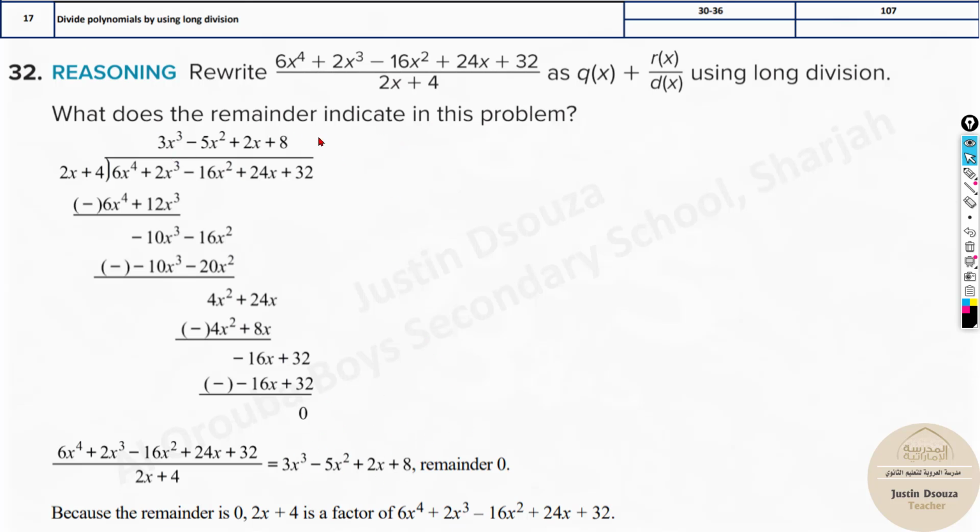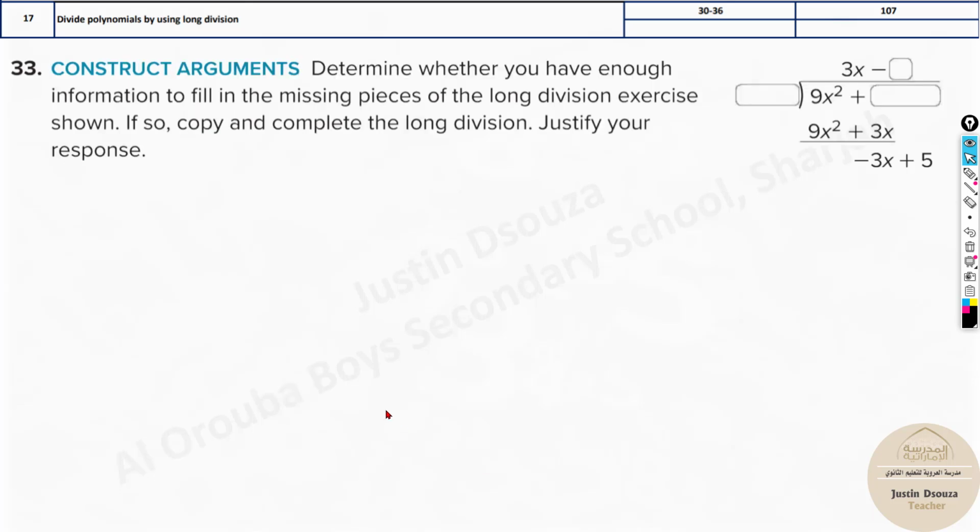Okay. What is the remainder? They have just asked the remainder. Remainder is 0. And this is the quotient. That's the answer. And same concepts over here. The long division. Now they have done a bit of long division. But we don't know the answers. So we have to trace back.